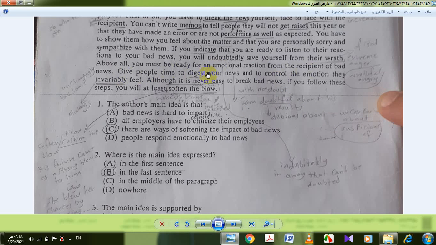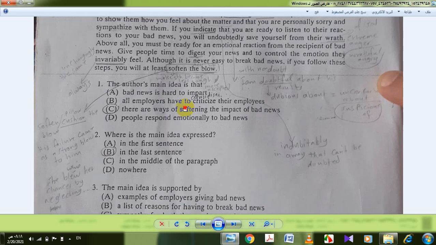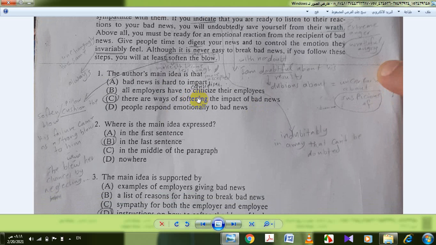Above all, you must be ready for an emotional reaction from the recipient of bad news. Give people time to digest and try to understand your news and to control the emotions they invariably feel. Although it is never easy to break the news, if you follow these steps, you will at least soften the blow. Soften the blow means make something become less rough or tough.